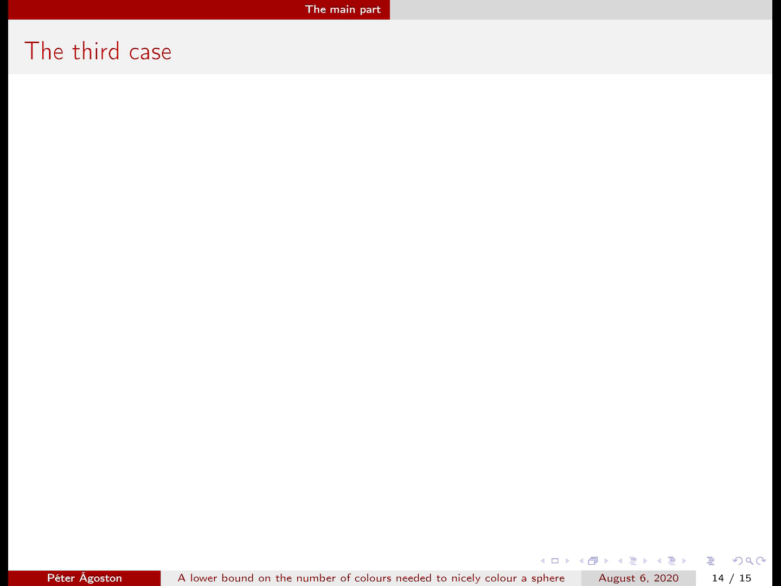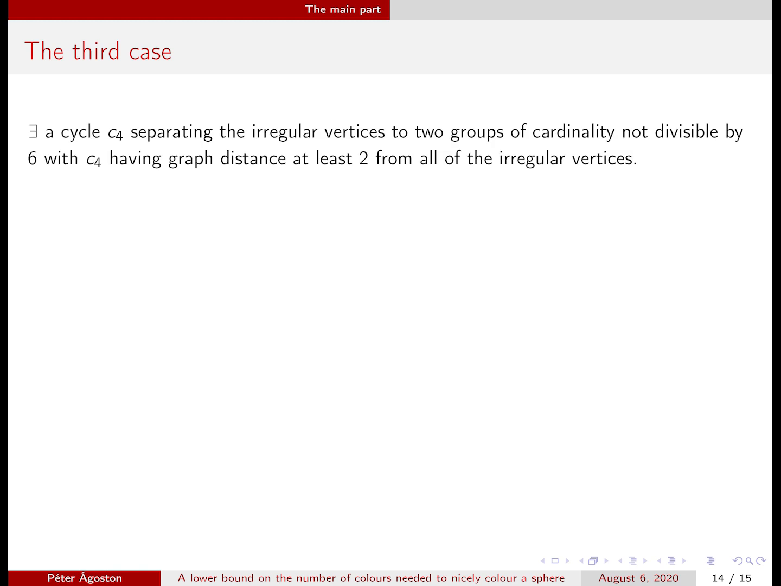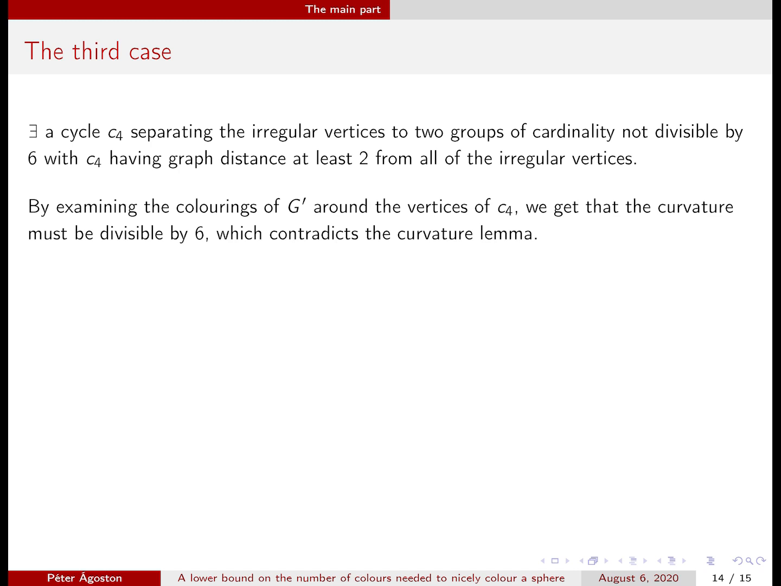Now take a look at the third case. In this case, we can find a cycle C4 not containing or neighboring any irregular points, separating them into 2 groups so that none of the groups have a cardinality divisible by 6. By examining the neighborhoods of the vertices of C4, we get that they are colored with Isbell colorings, and they are actually the same Isbell coloring. Also, every turn of C4 rotates the coloring accordingly, so C4 must have a curvature divisible by 6, otherwise we get a contradiction. But this way we also get a contradiction, as from the curvature lemma, C4 does not have a curvature divisible by 6.